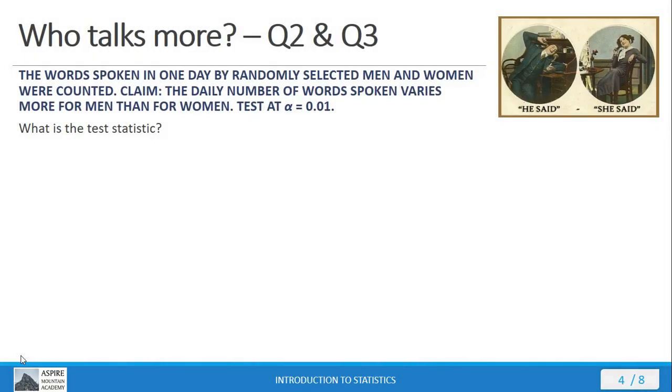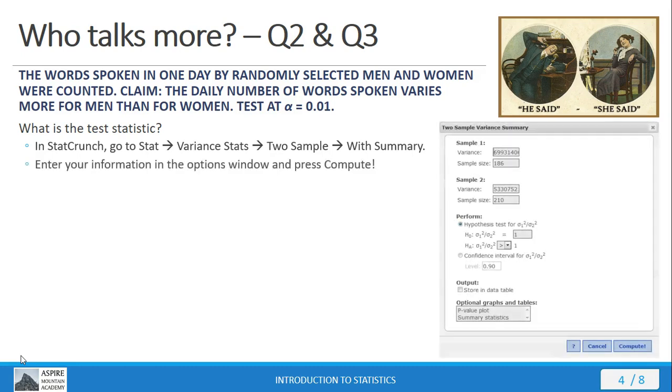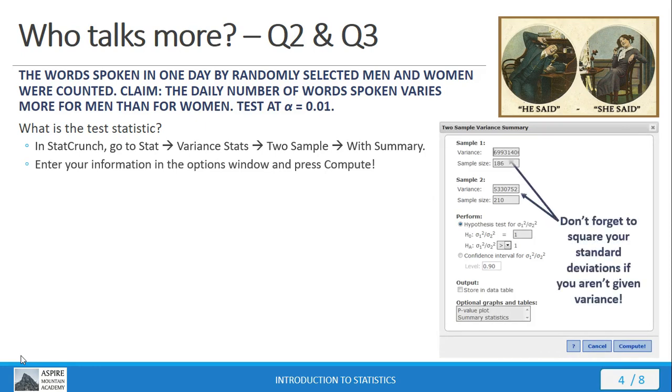Next, we're asked about the test statistic. We can calculate this using StatCrunch. Just go to Stat, Variance Stats, to Sample with Summary. In the options window that appears, go ahead and enter your information in. Keep in mind that you've got to square your standard deviations if you're not given the variance. So we're not given the variance in this problem. We were given standard deviation. So we've got to square those numbers to put them in.